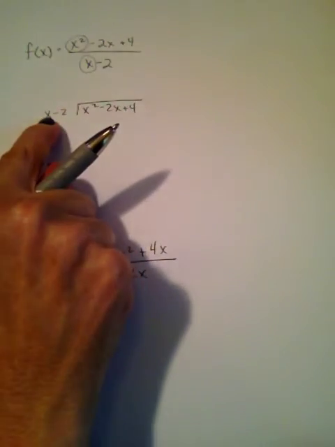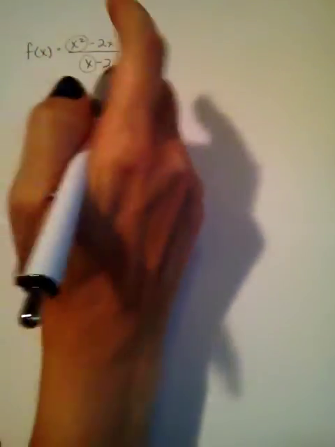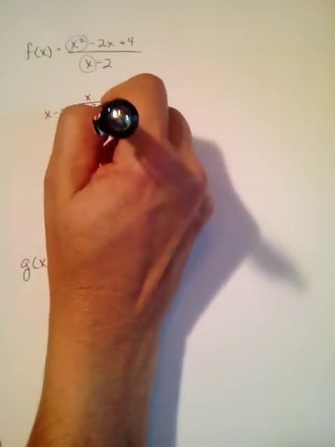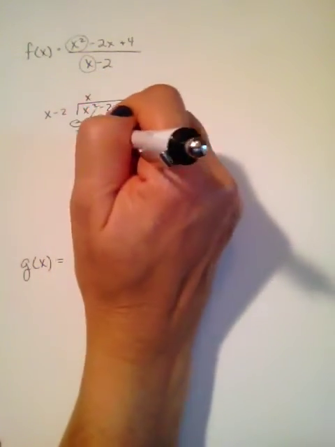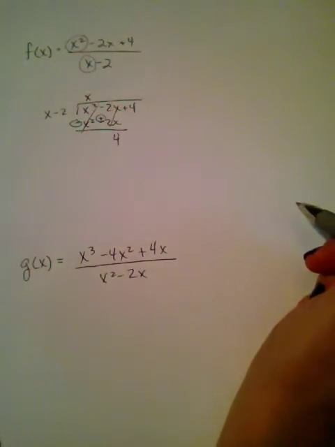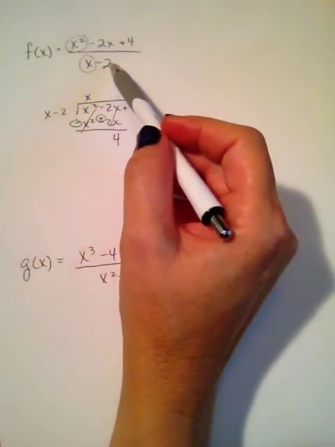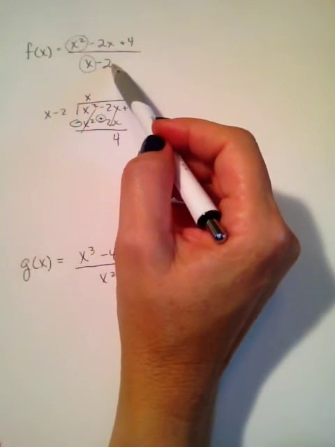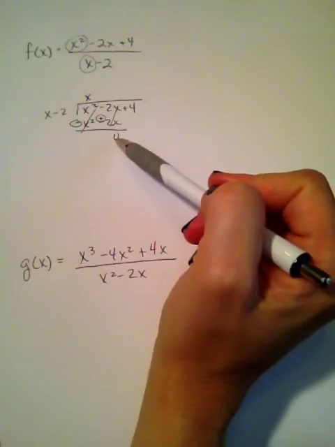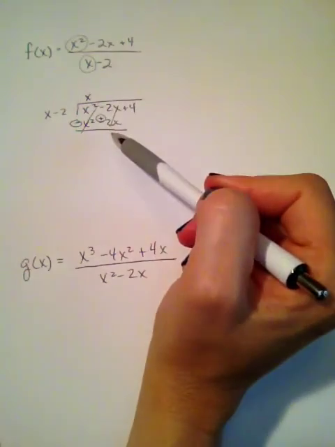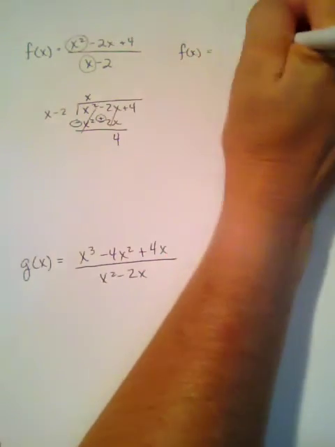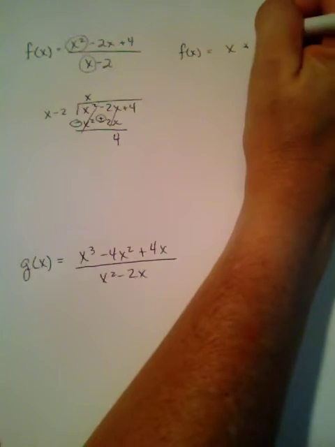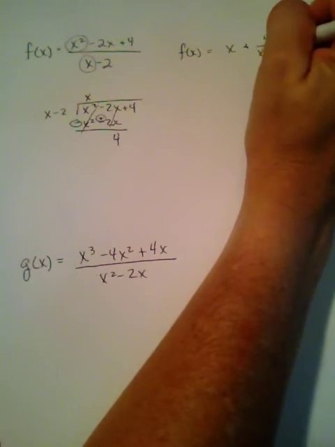So I look at my first term of each, and x goes into x squared, x times. Then I multiply x squared minus 2x. Going to subtract, so I'll change the signs. They both cancel out, and that gives me a remainder of 4. Now, if this had been the common factor, then this would basically mean that I get a remainder of 0, and there wouldn't be an asymptote. So you need to check for factors first. So f of x can also be written as x plus 4 divided by x minus 2.